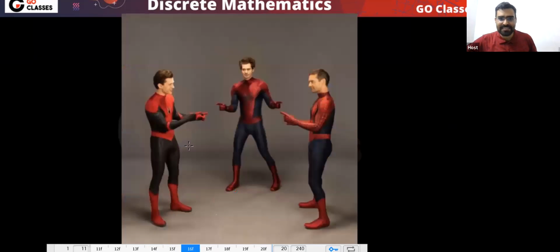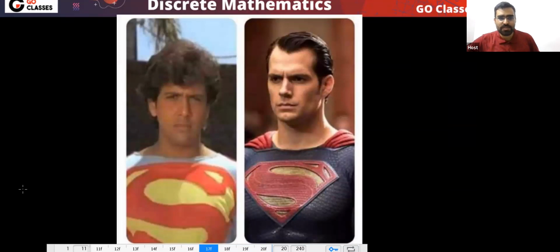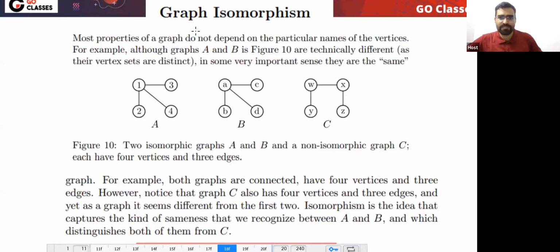Now let's see. So this is your graph isomorphism. Basically this is your graph isomorphism. Is this graph isomorphism? Please say no. Okay, so this is not graph isomorphism, but anyway, now let's move on.